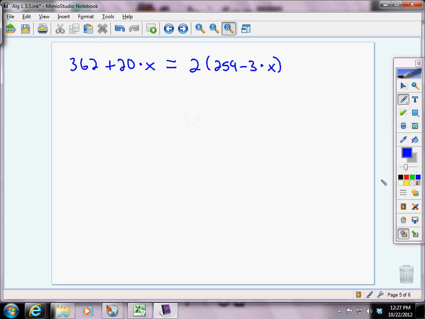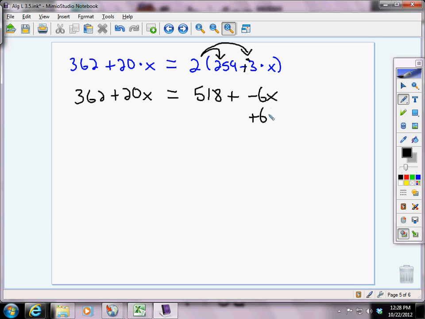Alright, again, before we can solve anything, we always simplify. We have 362 plus 20x, nothing to simplify there. But over here we can use our distributive property. So, if I grab a calculator real quick, 2 times 259 is going to be 518. And I should keep change to make that a negative there. 2 times a negative 3x is going to be a negative 6x.